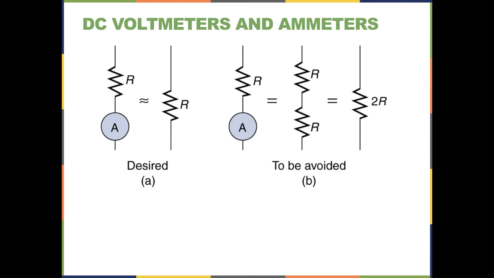This shows you the same situation with amp meters. You want something extremely small so that the sum of A plus R is the same, or very close to the same as R, rather than two resistances that are very close together so that the sum ends up being 2R.